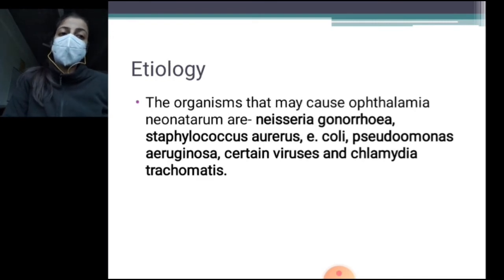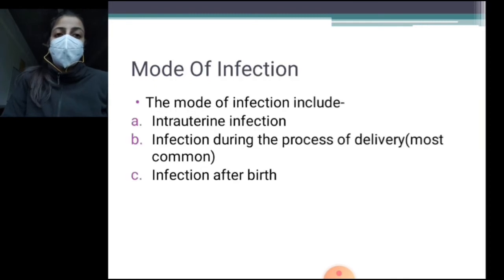Next, etiology. The main organisms that cause ophthalmia neonatorum are Neisseria gonorrhoeae, Staphylococcus aureus, E. coli, Pseudomonas, certain viruses, and Chlamydia trachomatis. These are some of the organisms that may cause ophthalmia neonatorum. Next is the mode of infection, that is, how it can be transmitted from the mother to the newborn baby. The modes of infection include intrauterine infection, infection during the process of delivery, and infection after birth. The most common mode of infection is during the process of delivery, when the baby is being delivered.